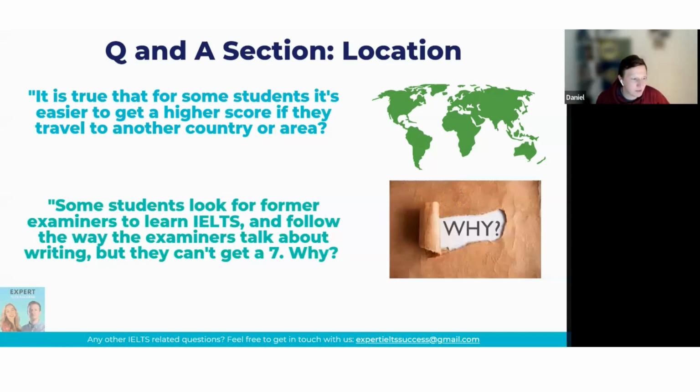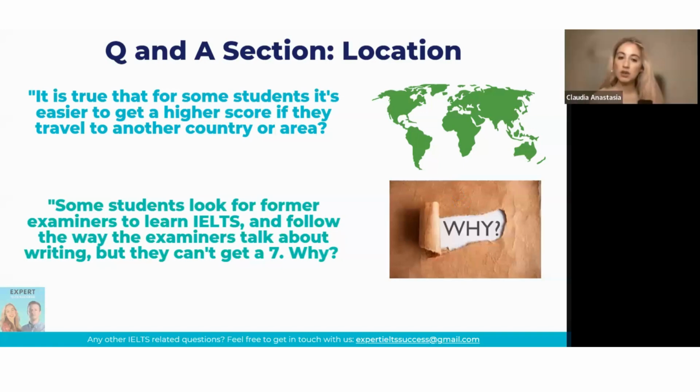Some students look for former examiners to learn IELTS and follow the way the examiners talk about writing, but they can't get a 7. Why? So why is this? Because I'm following the examiner's advice, I'm following the examiner's structure, I'm following what they tell me, but I'm not able to get a 7. Why is that? What am I doing wrong as a candidate?